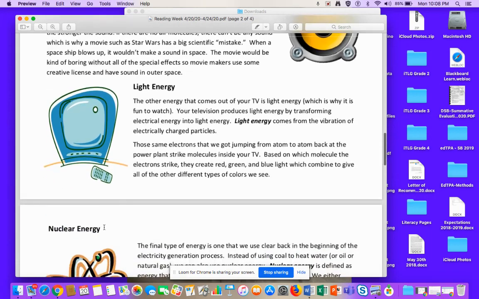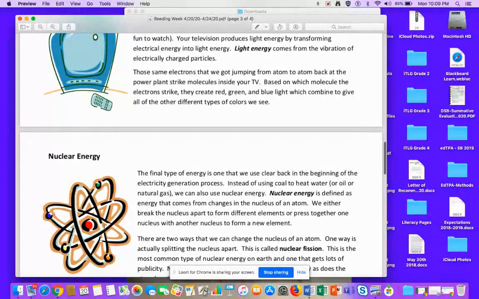Light energy. The other energy that comes out of your TV is light energy, which is why it is fun to watch. Your television produces light energy by transforming electrical energy into light energy. Light energy comes from the vibrations of electrically charged particles. Those same electrons that we got jumping from atom to atom back at the power plant strike molecules inside your TV. Based on which molecule the electrons strike, they create red, green, and blue light, which combine to give all the other different types of colors we see.